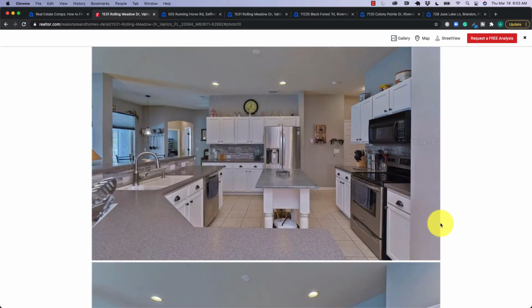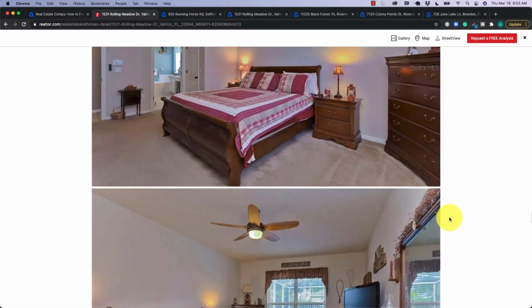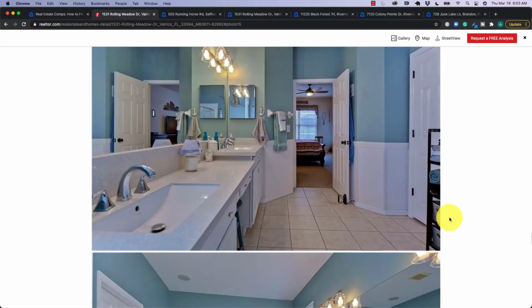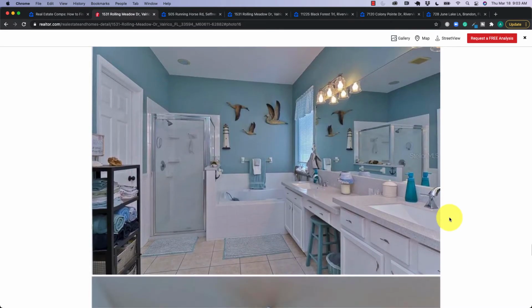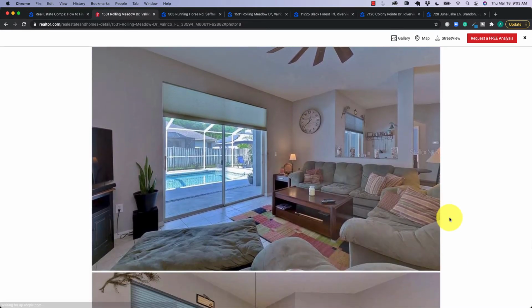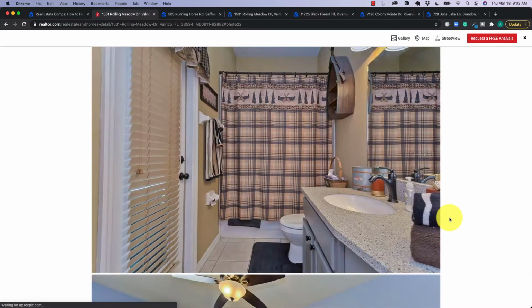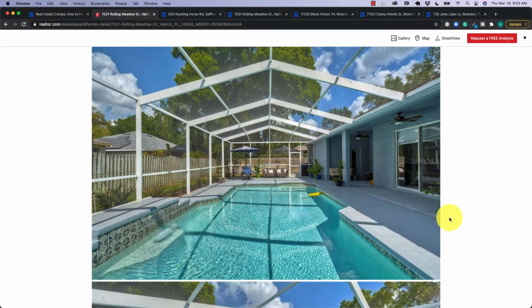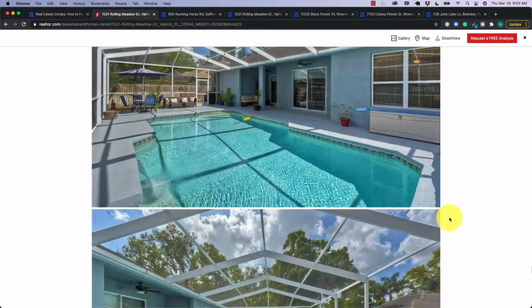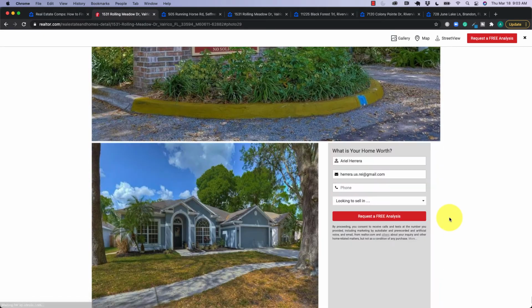This one looks to be a little bit in better shape, has the stainless steel appliances. So the bedrooms are bigger. Bathrooms look very similar, so we want to account for that. It has a pool as well. So this is a pretty similar house. The only thing may be that the kitchen's a little bit more updated than the other one.